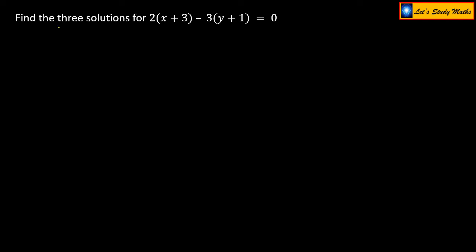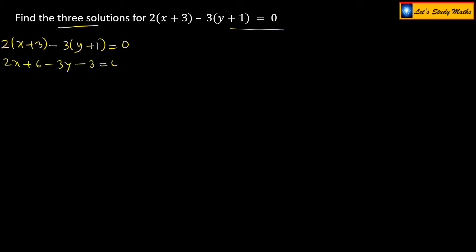Find three solutions for 2 into (x plus 3) minus 3 into (y plus 1) is equal to 0. So we'll write the given equation first: 2(x + 3) - 3(y + 1) = 0. We'll simplify it first. So that is 2x plus 6 minus 3y minus 3 is equal to 0, and it becomes 2x minus 3y plus 3 is equal to 0. So this is the standard form of the linear equation in two variables.